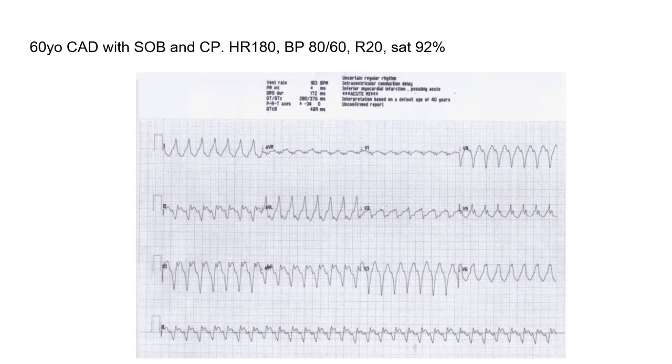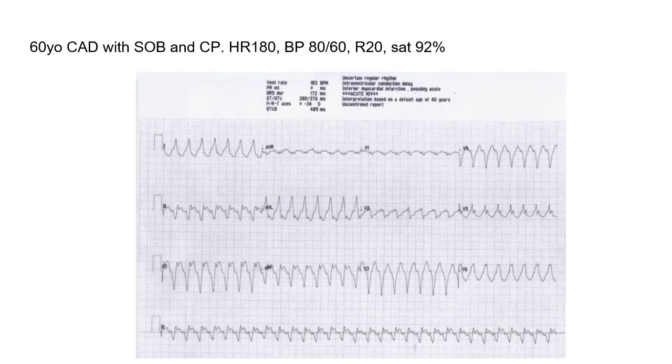All right. 60-year-old with shortness of breath and chest pain. Heart rate's 180. Blood pressure 80/60. Respiratory rate of 20. A saturation of 92%. Okay, so are we wide or narrow? Wide. Are we regular? Regular. Looks regular to me. Good. And so we have a wide regular tachycardia. And so what could be our diagnosis here?